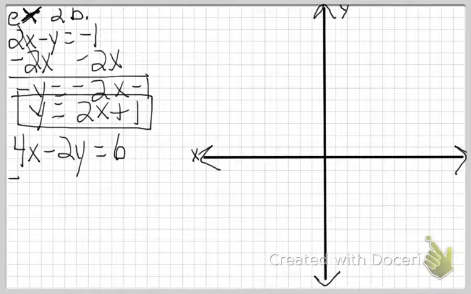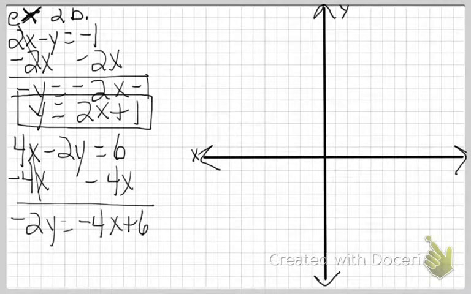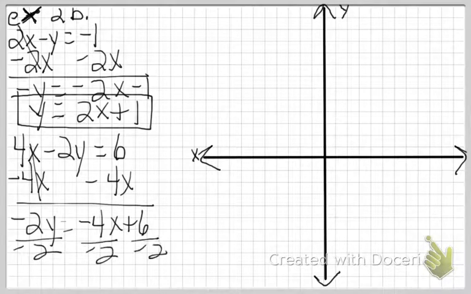The second equation, I'm going to subtract 4x. So that's negative 2y is equal to negative 4x plus 6. Divide by negative 2. And I get y is equal to positive 2x minus 3.